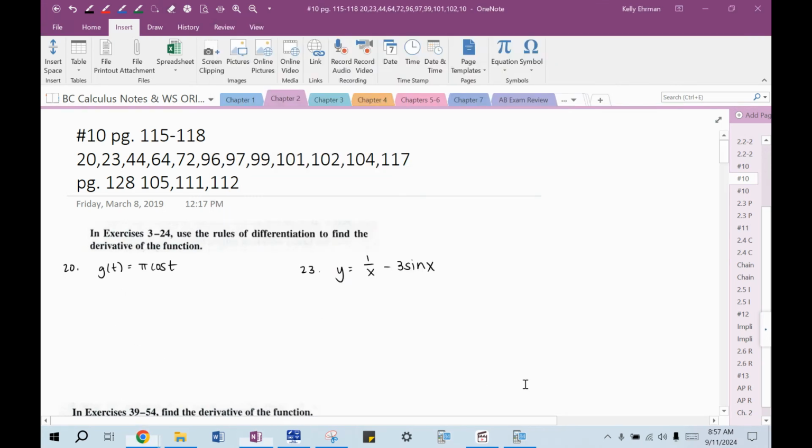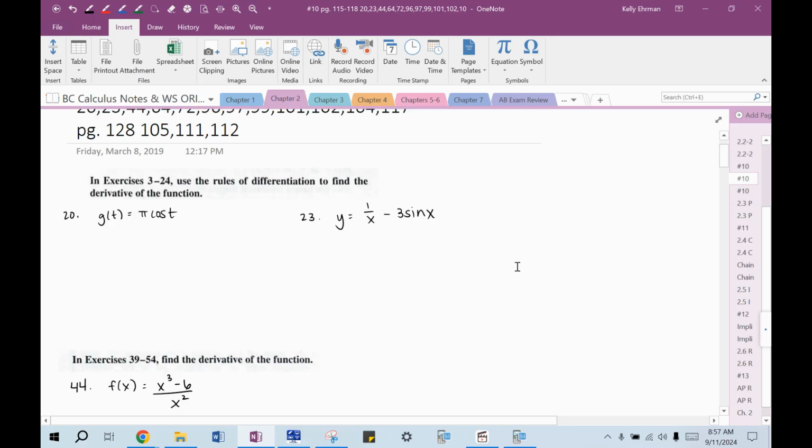All right, for the first problem, the directions say use the rules of differentiation to find the derivative of the function. So it's important to pay attention to what the directions say and what you're supposed to do. That's why I keep including them here. That just means find the derivative, and you can use the shortcuts.